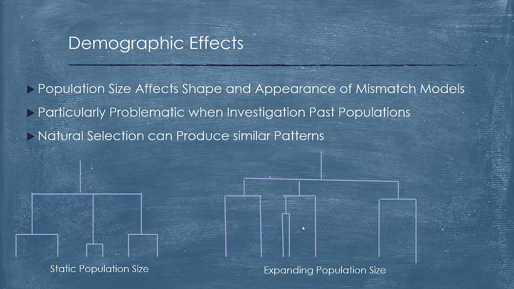All right, so there are a lot of demographic effects on our mismatch models. Population size has a dramatic effect on the shape and appearance of the genetic mismatch models. Particularly problematic is when investigating past populations where population contractions or rapid expansions are temporally unknown. Furthermore, natural selection can produce similar patterns that cannot be differentiated from population size effects.